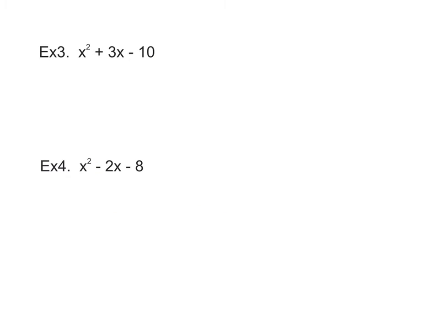Let's do a few more. In this one, I'm trying to think of two numbers that multiply together to give negative 10, but add up to be 3. Now, the only way this is going to happen is if one of them is positive and the other is negative. So I'm going to have a positive and a negative.